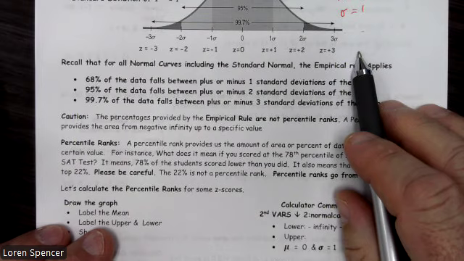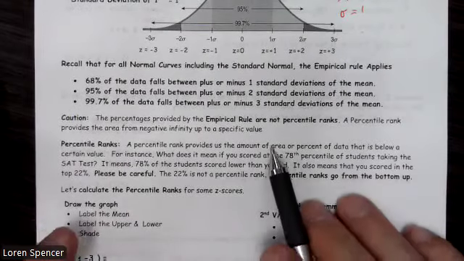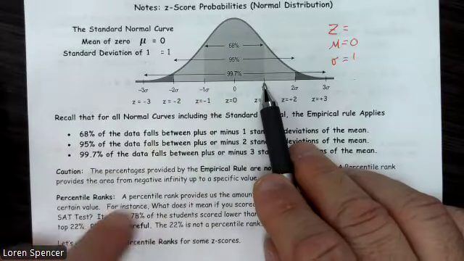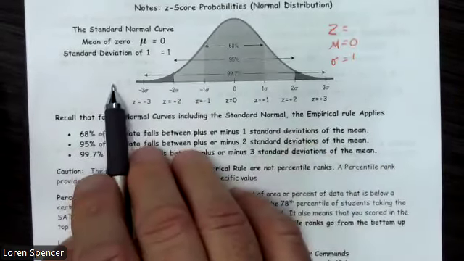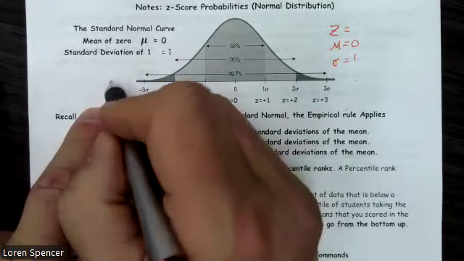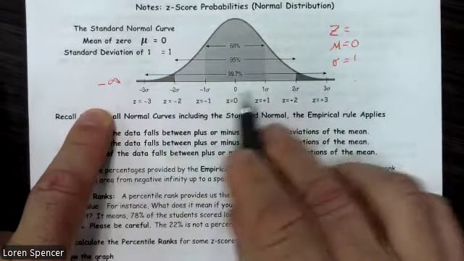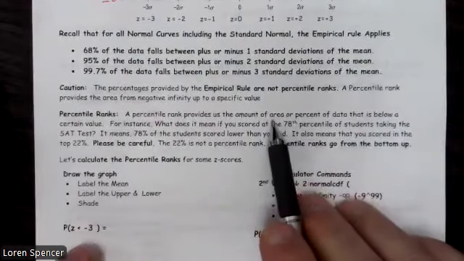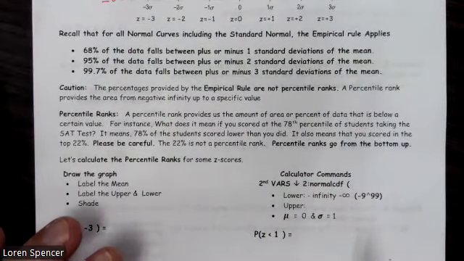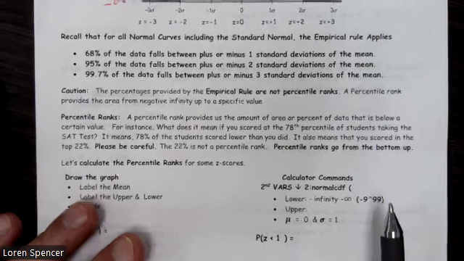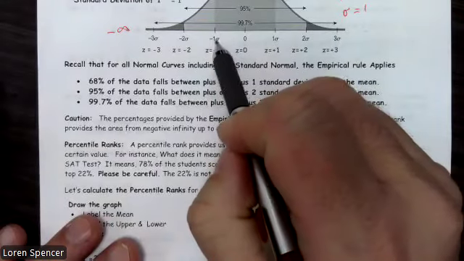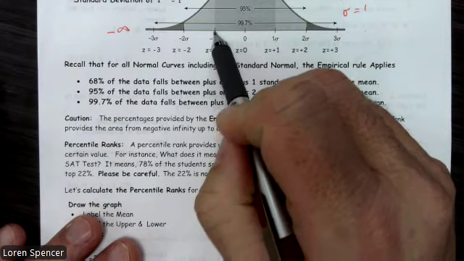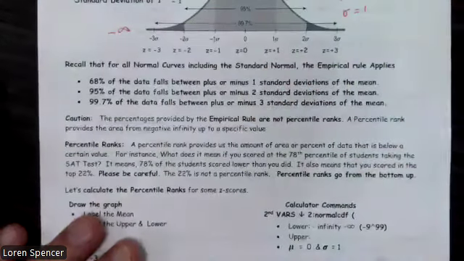Please also remember the empirical rule, but one thing to keep in mind is that it is based on being centered on 0. It is not a percentile rank. A percentile rank goes from negative infinity to wherever you are. So a percentile rank provides the amount of area or data that is below a certain value, in other words, to the left. A percentile rank for minus one standard deviation would be the area below minus one standard deviation.